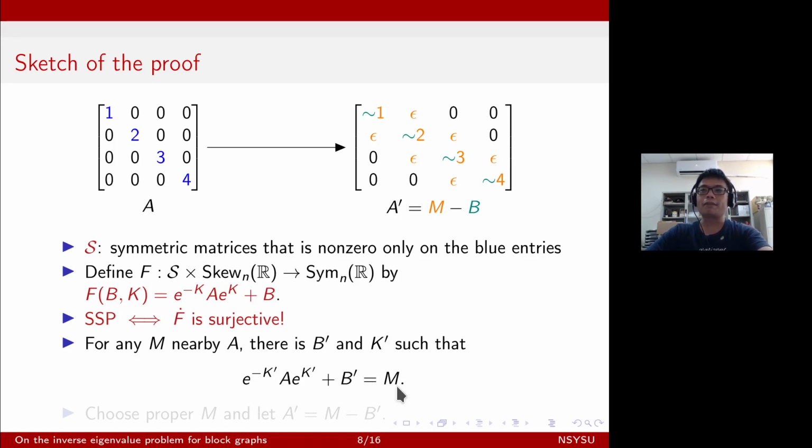And so that is great because M has a target, a nice pattern, and B prime also has a nice pattern. B prime is a matrix with small values that changes the diagonal entries a little bit. So we just move B prime to the right hand side so that A prime is equal to M minus B prime. When B prime is very small, then the pattern basically looks like what we wanted. And more than that, A prime is similar to A. So A prime and A have the same spectrum. And this completes the proof.